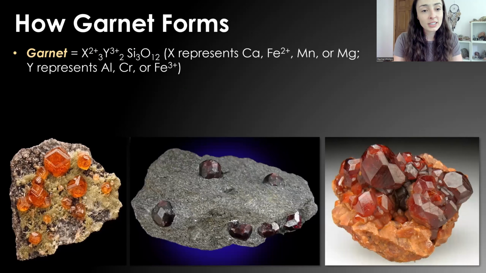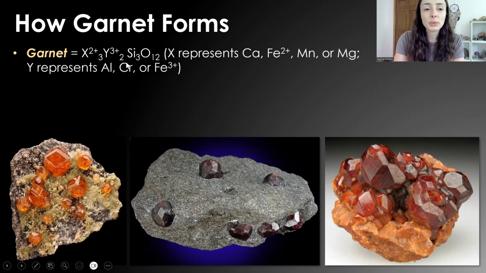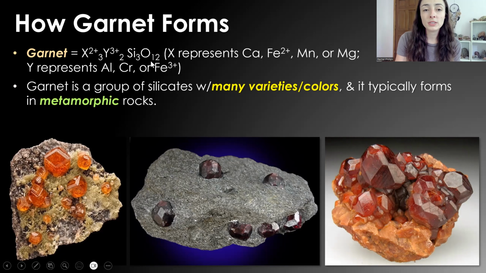Next, we have garnet. Garnet has a variety of formulas depending on what ions it includes. There's just so many different garnet varieties that we can't even make a formula with one type of ion here. We had to put X or Y. X in this formula is typically either calcium, iron 2 plus, manganese, or magnesium, while Y is typically aluminum, chromium, or iron 3 plus. Garnet is a group of silicates.